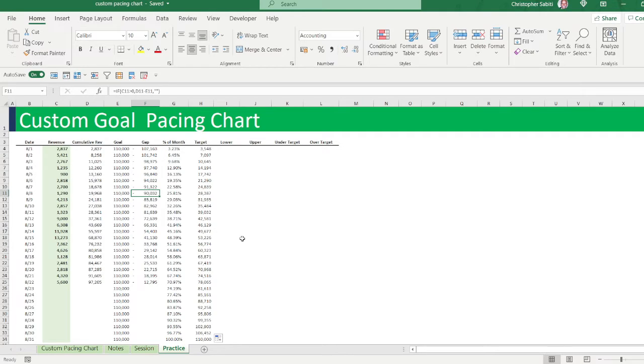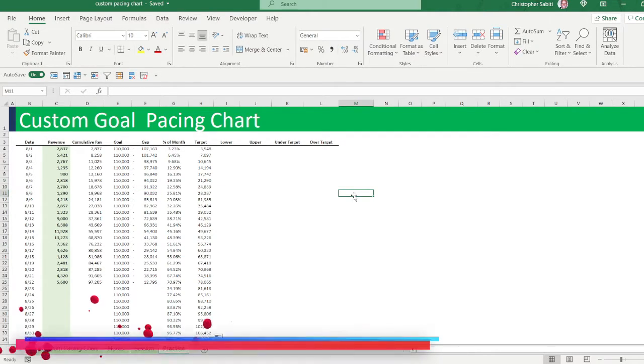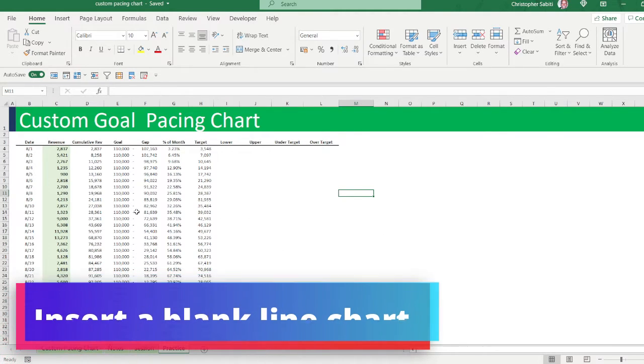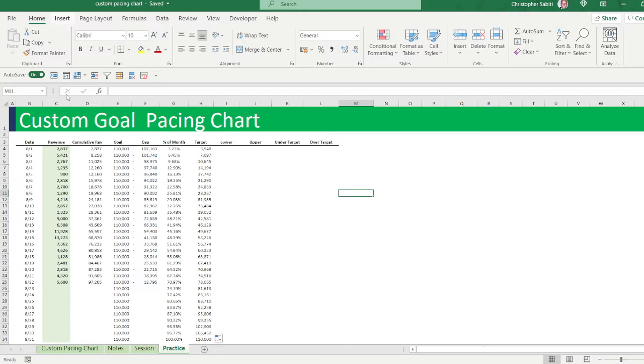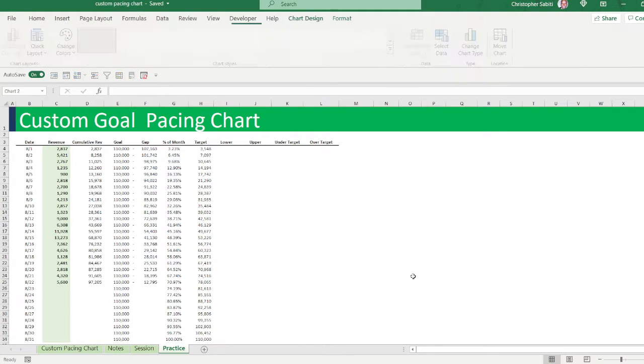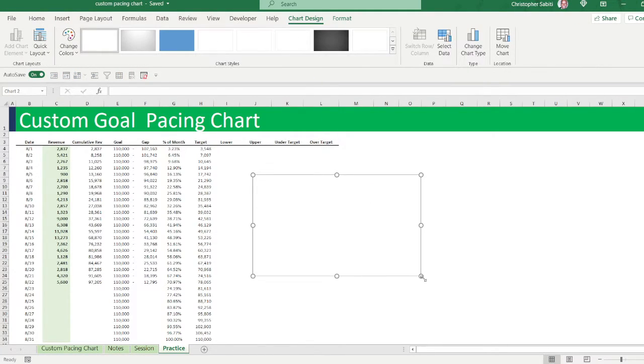I'm going to create a line chart. Then we see how we can start building out our goal pacing chart. So we start with a line chart which is blank, so you can always click anywhere outside your data field. So that is insert. I'll insert a line chart, which is this. So I've inserted the blank line chart without any data. Excel couldn't pick any data because I had not selected any data.